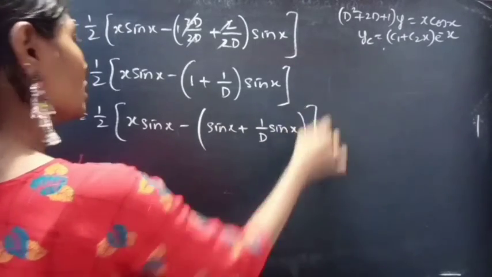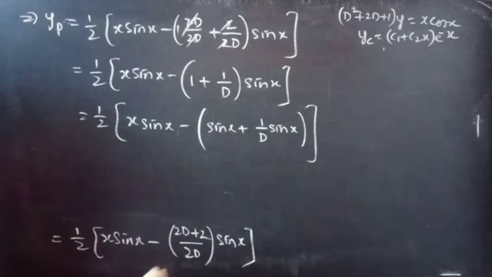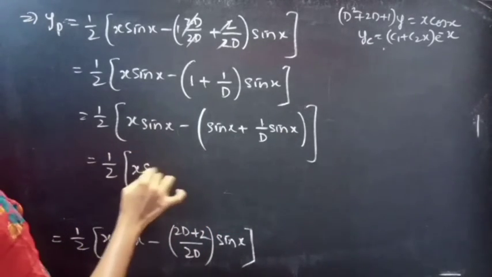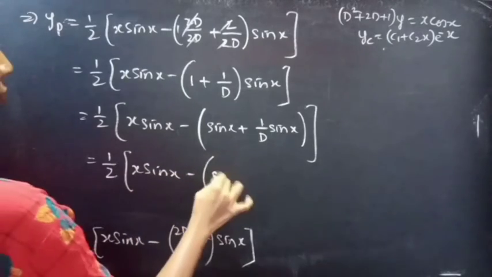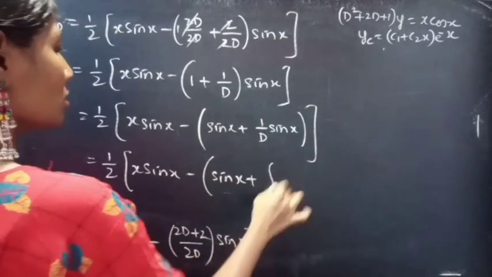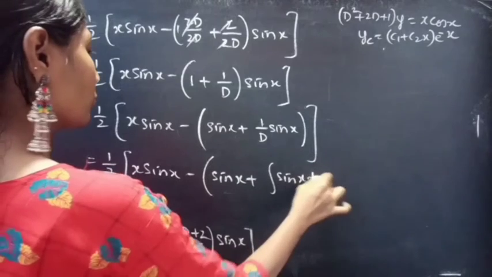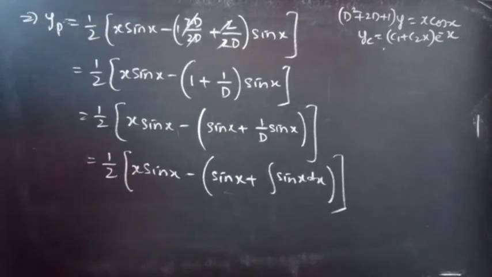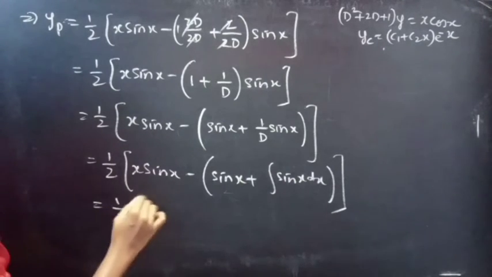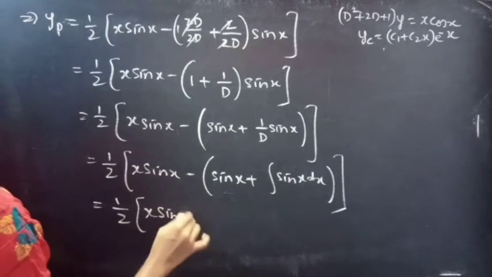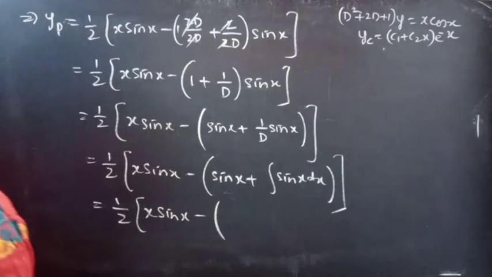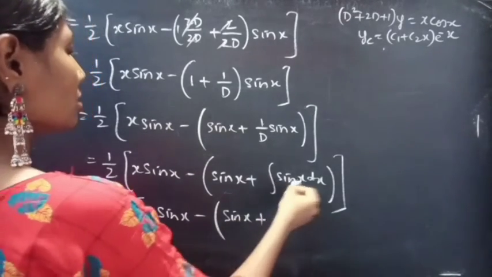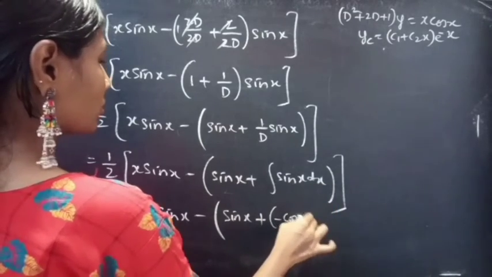We know that 1/D is an integral operator, so in the next step we'll find the integral of sin x here. We'll get 1/2 into x sin x minus (sin x plus integral sin x dx), which equals 1/2 into x sin x minus (sin x plus integral sin x dx), and the integral of sin x dx is minus cos x.